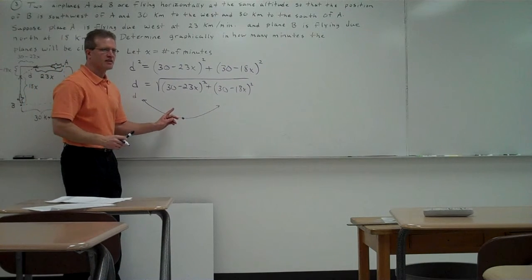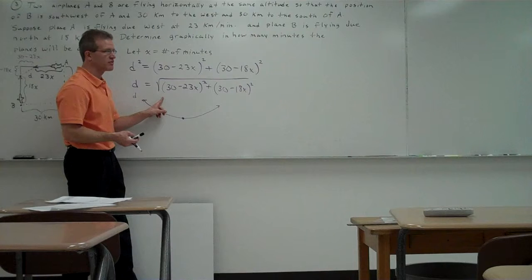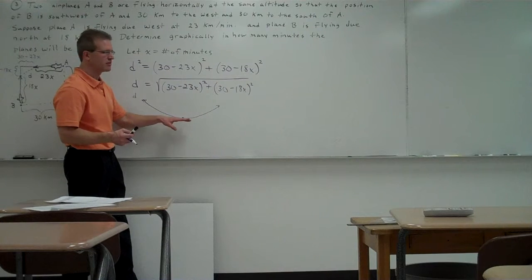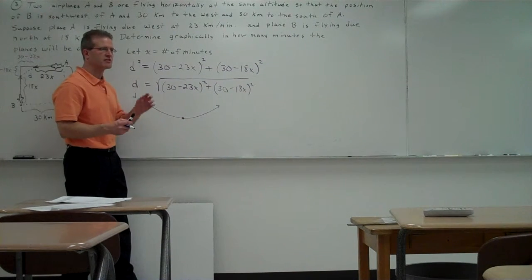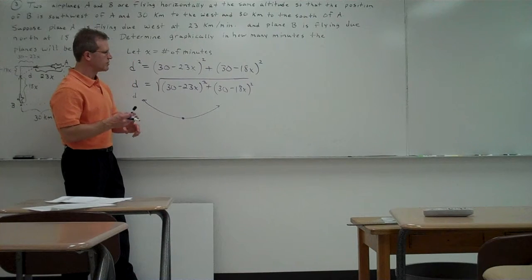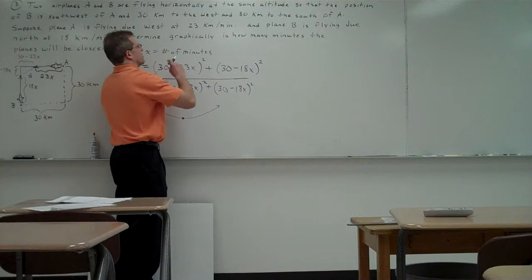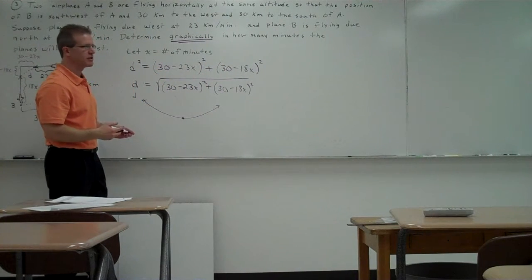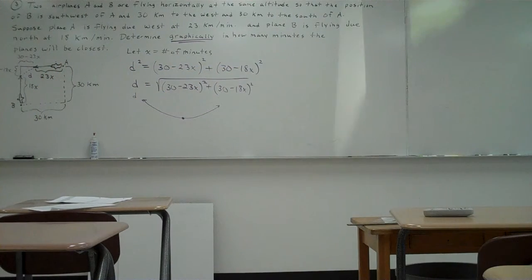If I was going to do this analytically, I would have to take the derivative of this, and then find where the derivative would equal what? 0. It could also be undefined, but it also could happen at an endpoint. Remember, absolute mins and maxes happen at either endpoints, where the derivative is 0 or the derivative is undefined. But this one says determine graphically, it doesn't say analytically. So that's good, because that means we can use our graphing calculator. So take out your graphing calculator.